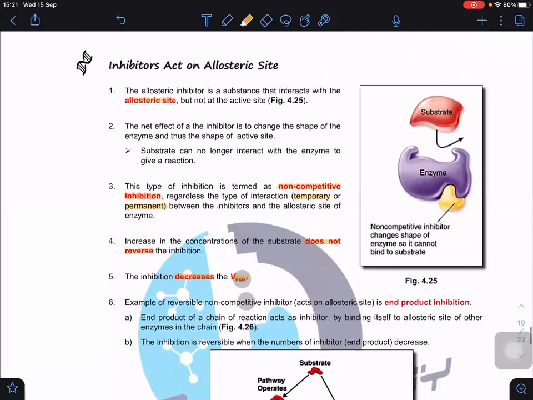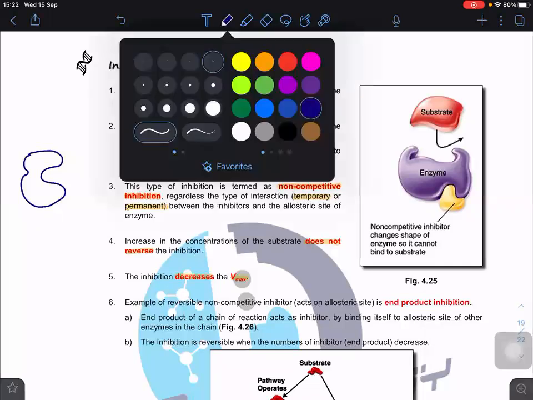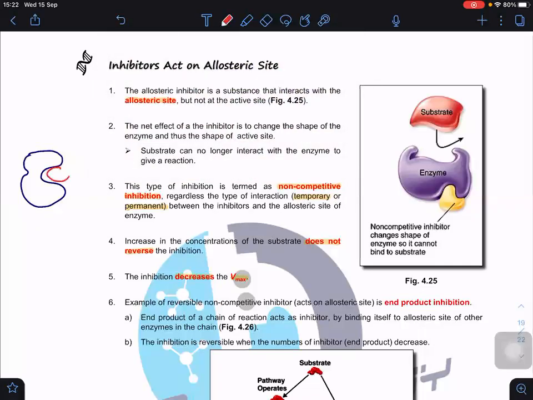Look at this. What is the effect of this inhibitor? So why will this inhibitor cause inhibition in this enzyme? Basically, when they bind to allosteric sites, it's going to change the shape of the enzyme. Therefore, the shape of the active site also changes. Are you clear? Okay. So basically, it's something like this. This is my enzyme. Okay, this active site. So the substrate originally can bind, no problem.